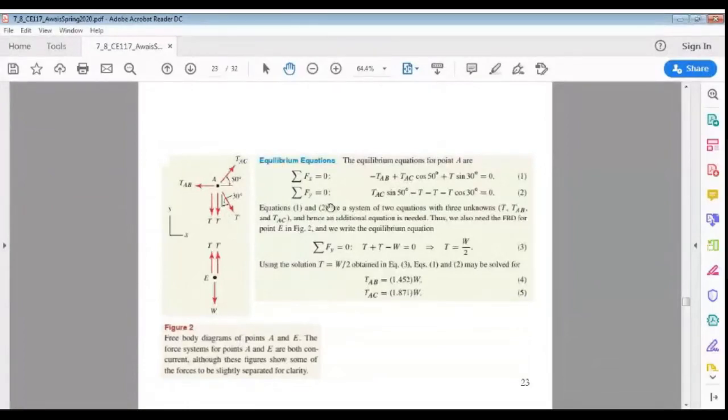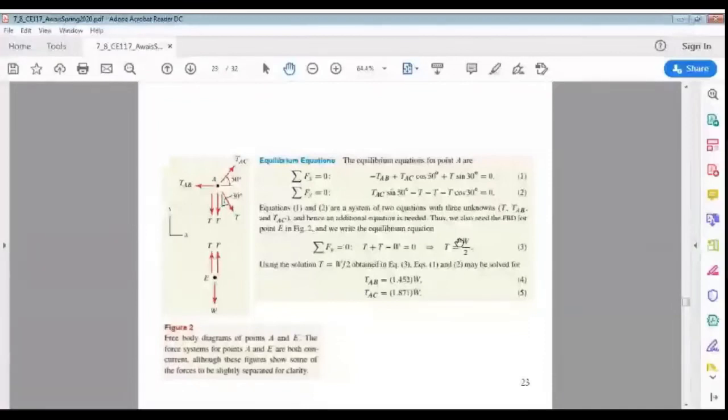I can readily see that there are three unknowns: TAC, TAB, and T. So I need one more equation to solve this problem, and I can get that equation from the free body diagram of joint E. I cannot apply summation Fx equal to zero because there are no horizontal forces. So there is one equilibrium equation available for joint E. Summation Fy equal to zero, if I take upward force as positive and downward force as negative: plus T minus W equals zero. This implies that T is equal to W by two. So now I get three equations with three unknowns.